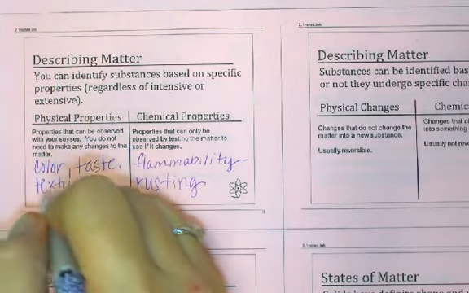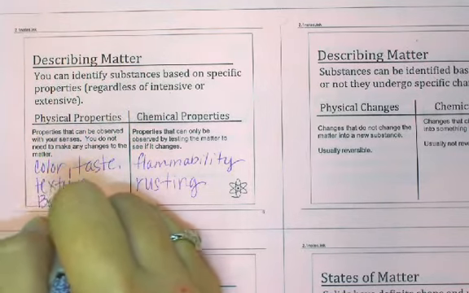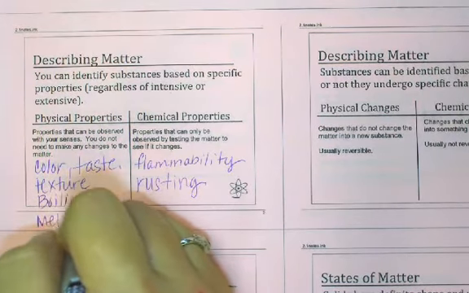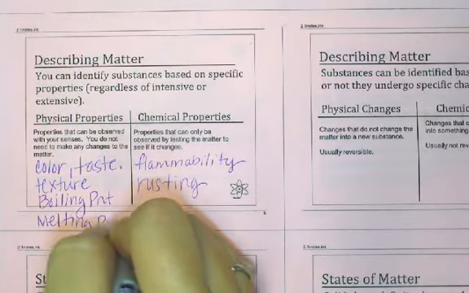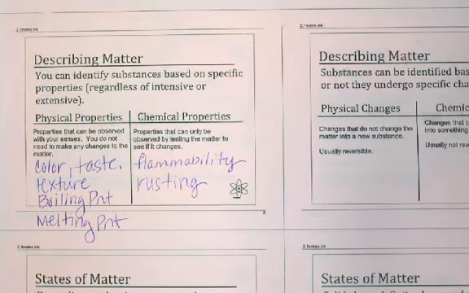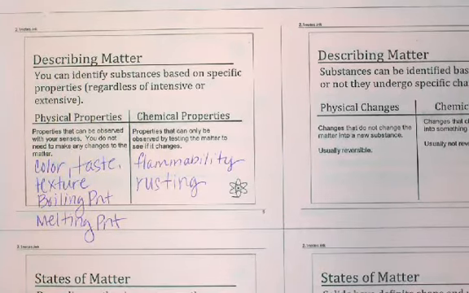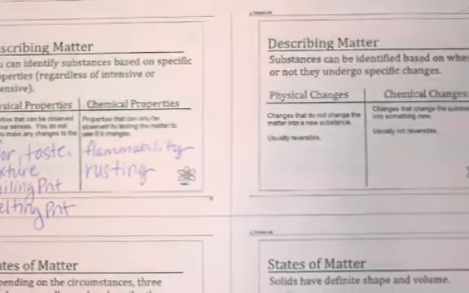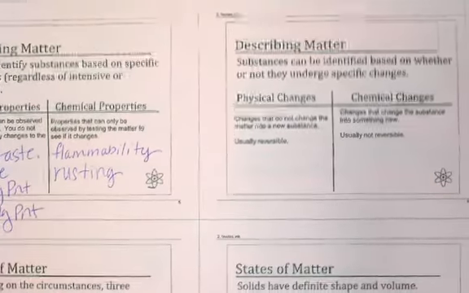Color, taste, texture, boiling point, melting point, all of these things can be done without actually changing the matter into something new. I can figure out what the boiling point or melting point is of water without changing it into something new. So this then also leads us into physical and chemical changes, which are kind of similar.